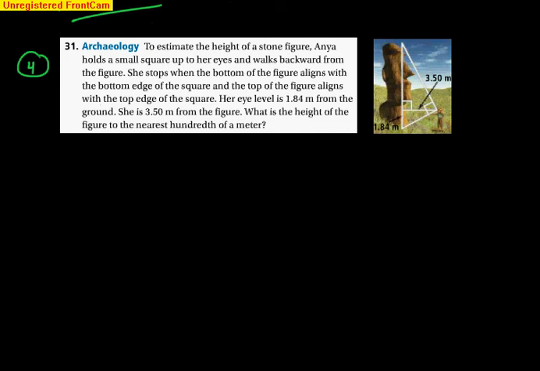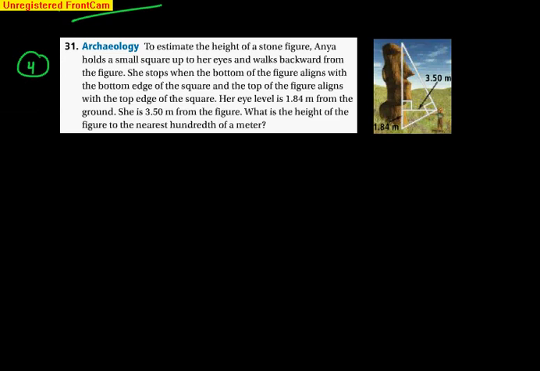Okay, I like this problem. It says to estimate the height of a stone figure. Anya holds a small square up to her eyes and walks backwards from the figure. She stops when the bottom of the figure lines up with the bottom edge of the square, and the top edge of the figure lines up with the top edge of the square. Her eye level is 1.4 meters from the ground. She is 3.5 meters from the figure. What is the height to the nearest hundredth of a meter?